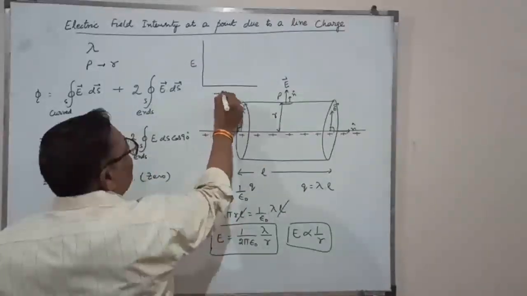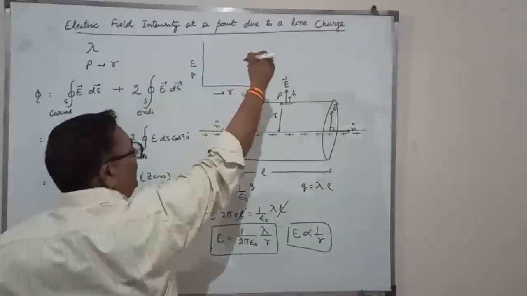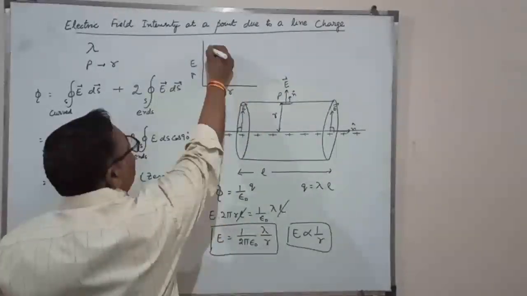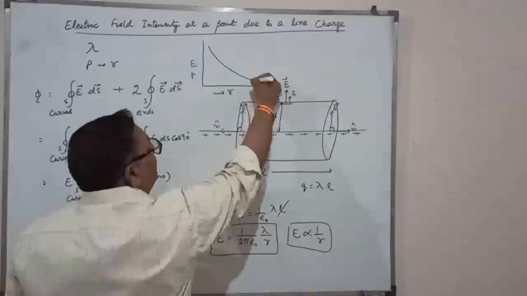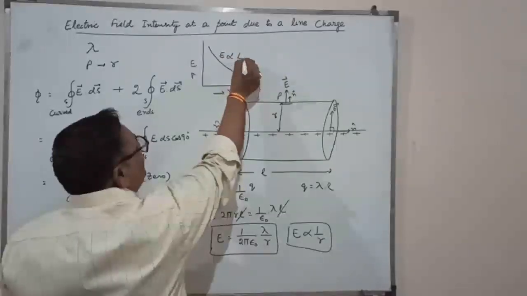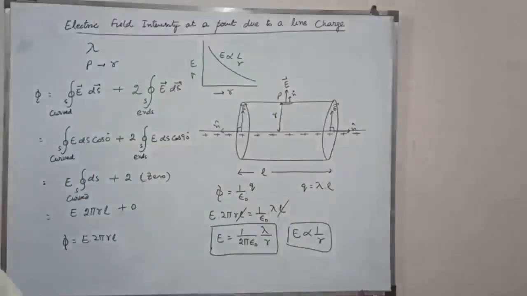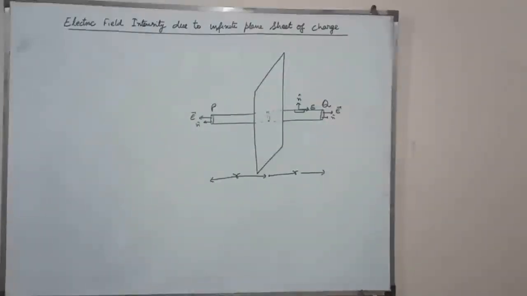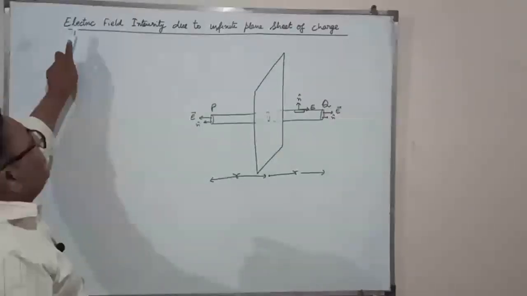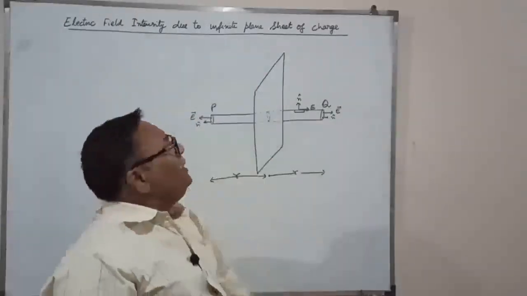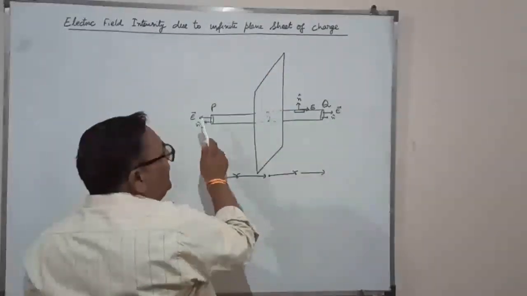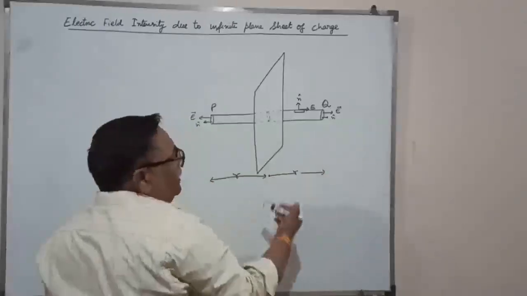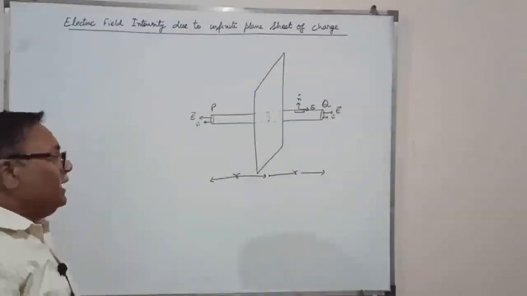this is E, this is R, and the graph shows E is inversely proportional to r. Clear? Now the next example is electric field intensity due to the infinite plane sheet of charge. This is the infinite plane sheet of charge, and P is the point at which electric field intensity is to be calculated.